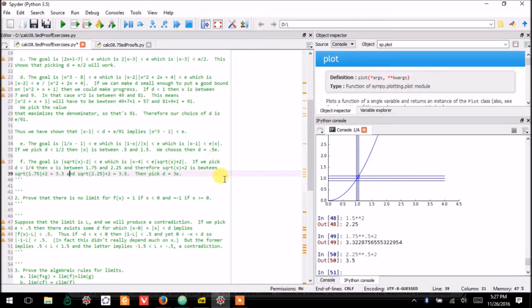And we could pick anything, right? We could have picked d equals e, and that would also have worked. Anyway.